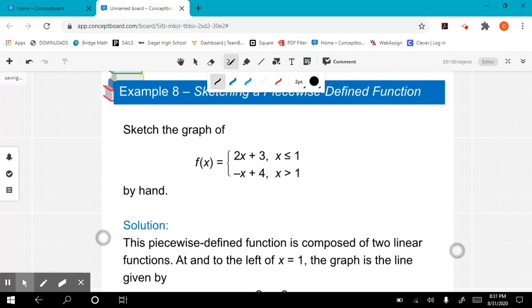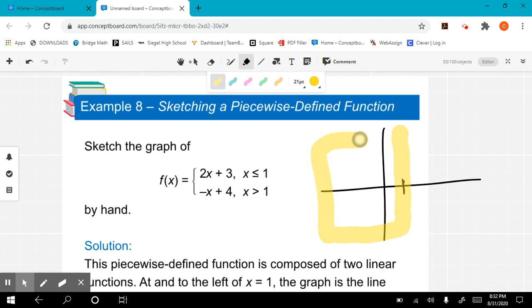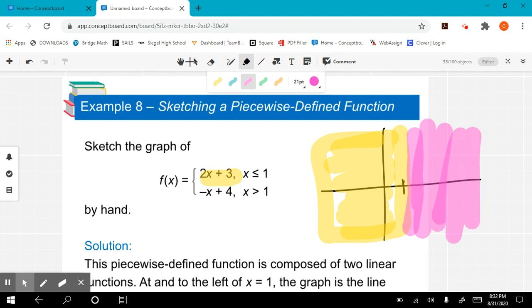Here it's asking us to sketch a graph of a piecewise function. I'm just going to do that real quickly here. Make sure we do that. So notice x is less than or equal to 1, which is right here. So let me get here's 1. On this side of the graph over here, we're using this one. Once we get past 1, when x is greater than 1, we're going to use this equation.